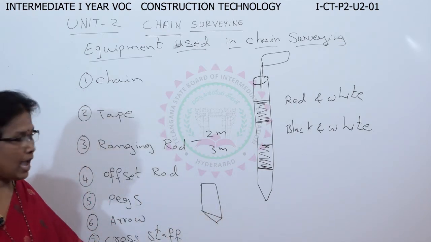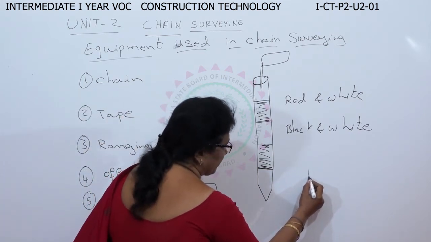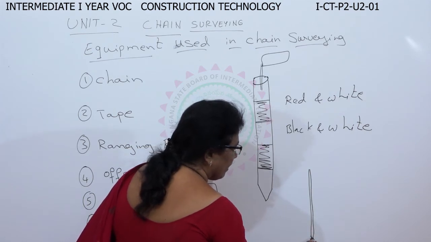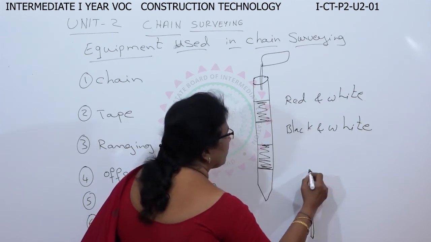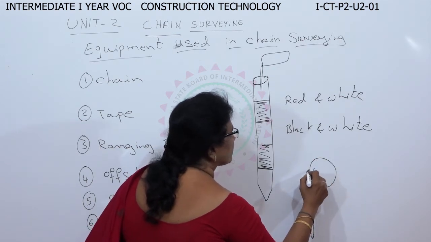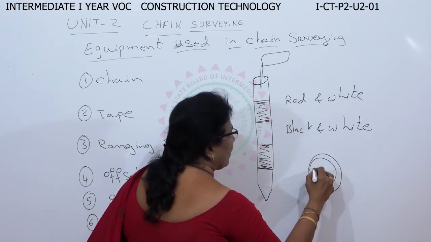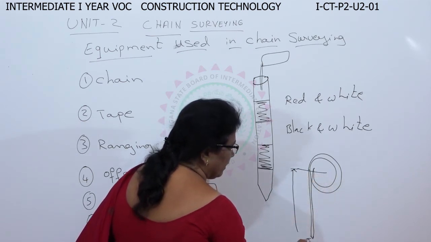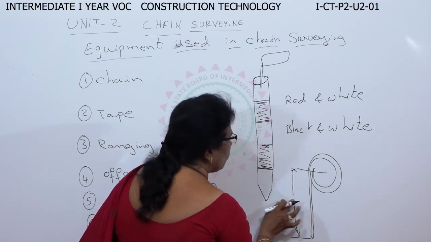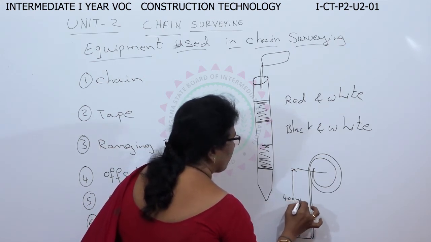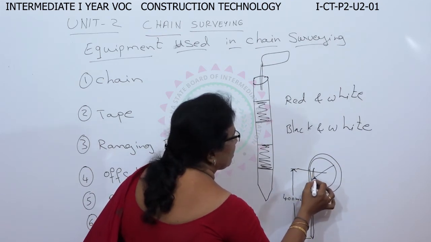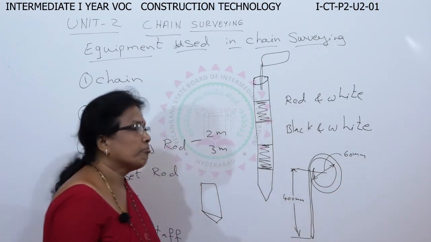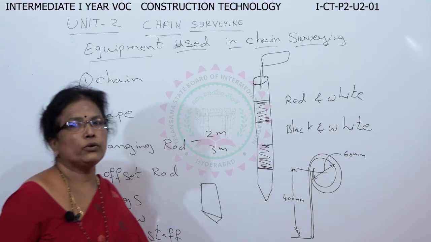Next, coming to the arrow. This is your arrow. It is also 4 mm in diameter, the bottom is sharp and it is folded like this. From the center of this arrow to the bottom, the height of the arrow is 400 mm, and generally this diameter is 60 mm. This is the arrow. Why are we going to use the arrow?